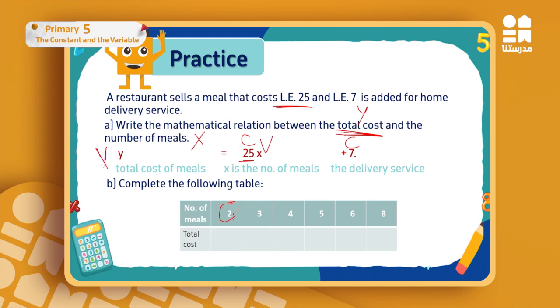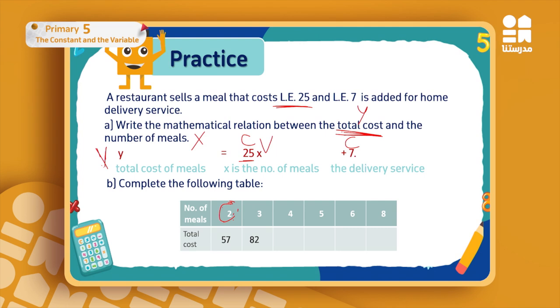So it's going to be 25 times 2, which is 50. So is the answer just 50? No, we have 7 LE delivery fees. So it's going to be 50 plus 7, the relation is clear in front of me. So it will be 57. What about if I have 3 meals? Okay, it's going to be 25 times 3, which is 75, plus 7 LE, the delivery fees. So it's going to be 82.